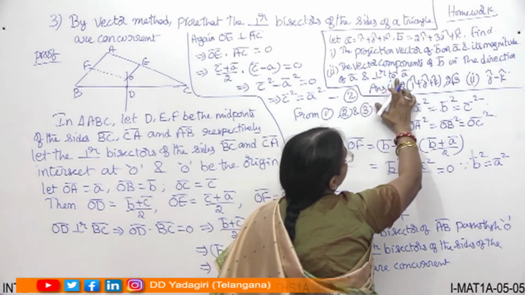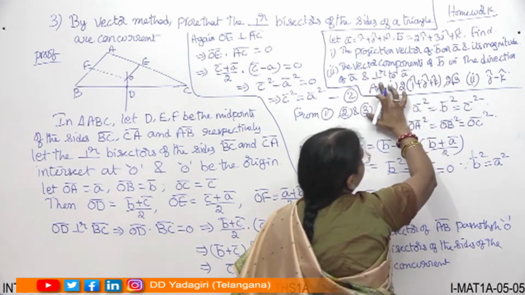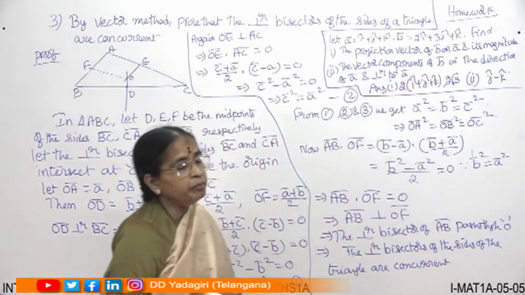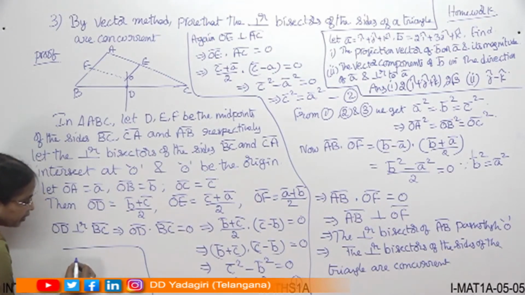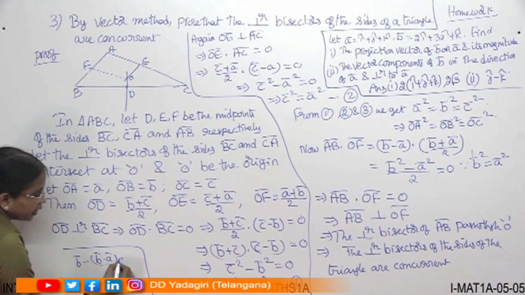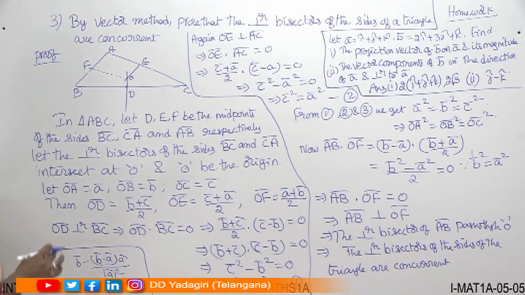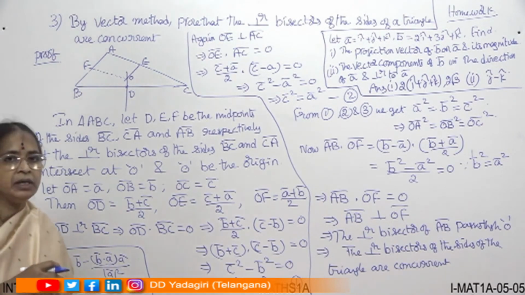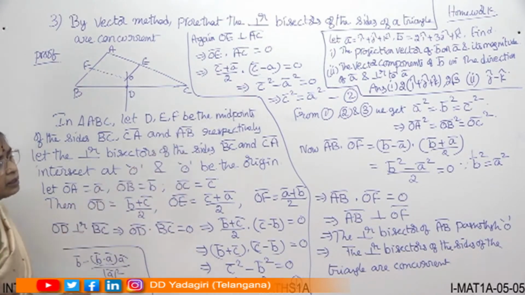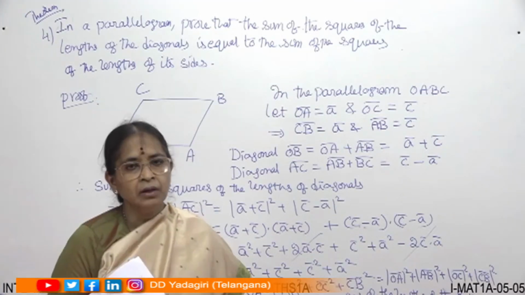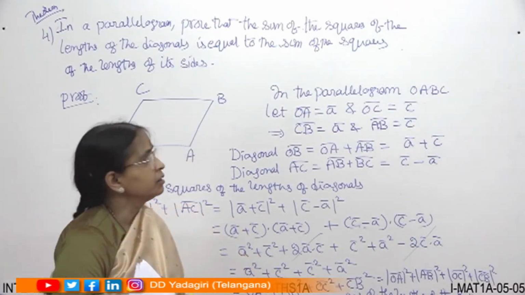And then perpendicular to A. Vector component of B perpendicular to A is B minus B dot A into A by mod A square. So that formula you apply. The vector component of B perpendicular to A is B minus B dot A into A by mod A square. So when you simplify, you'll get that J minus K. So we already discussed this theorem.